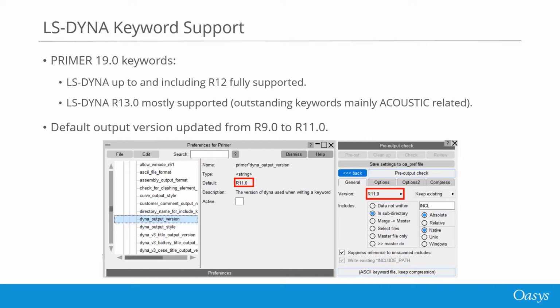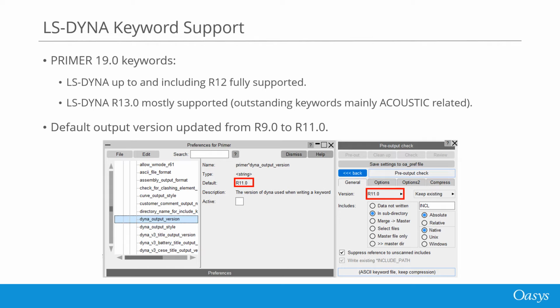The default LS-DYNA output version has been changed from R9 to R11, as this is currently the most commonly used. However, this can be changed to earlier or later versions, including R13 and even the latest development version. The output version can be saved using a preference.